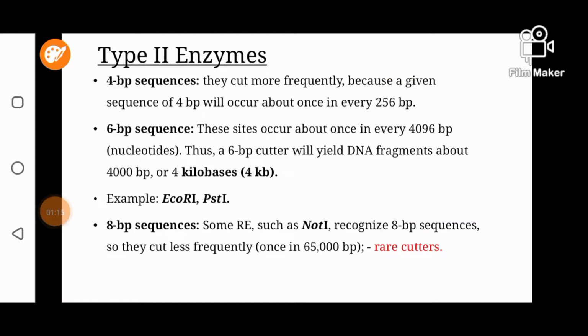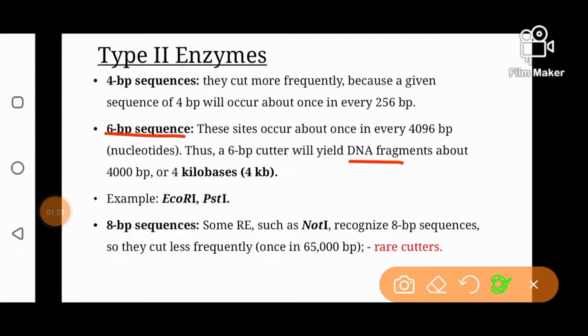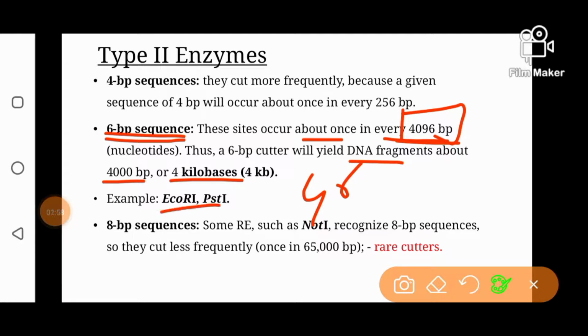If we use 6 base pair identifying enzymes, what will be the average length of DNA fragments? 4000 base pairs or nucleotides, because these sites will occur once in every 4096 base pairs, and this is how we will calculate this number. That is 4 raised to the power 6. So we will get this number, and this will be the average length of DNA fragments if we digest DNA with 6 base pair identifying enzymes.